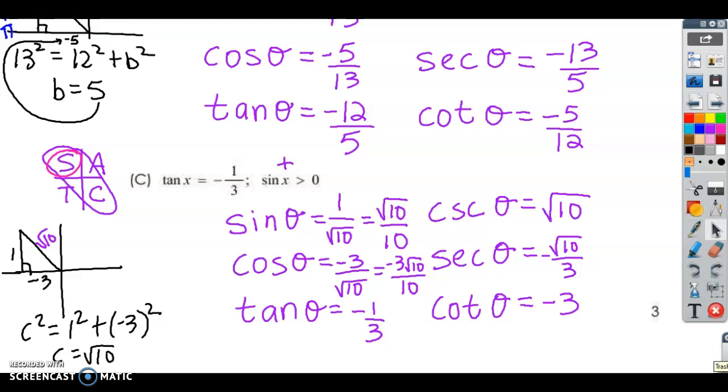What I suggest when you get the cosine, this value right here, before you rationalize it, obviously you have to rationalize it for the answer, flip it first. Because if you rationalize it and then flip it, you have to rationalize again. So flip it first, because then you don't have to rationalize your secant.